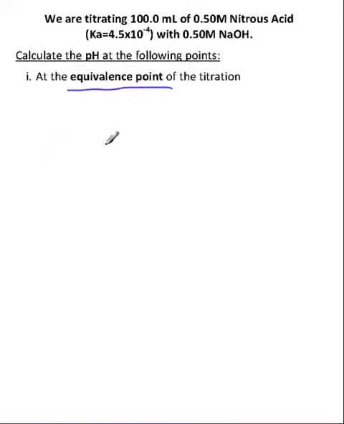We're at the equivalence point. Equivalence point means for this particular problem, we've added 100 milliliters of NaOH, again for our graph. We know that because they're the exact same molarities, so at the same volume, they'll have the same number of moles. So in this problem, I am going to go ahead and start with the ice table.